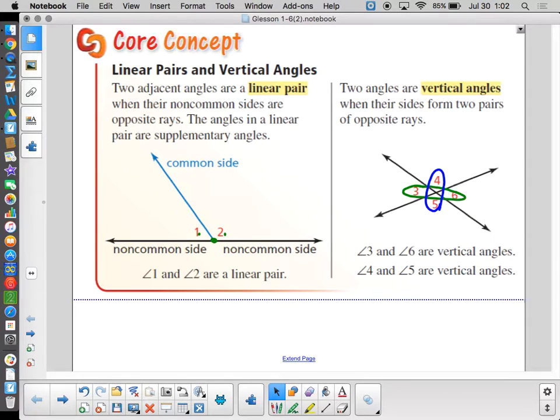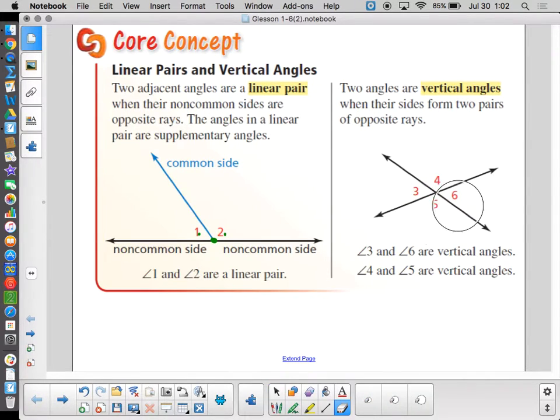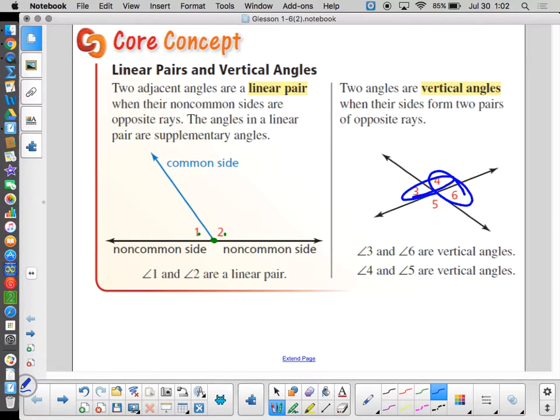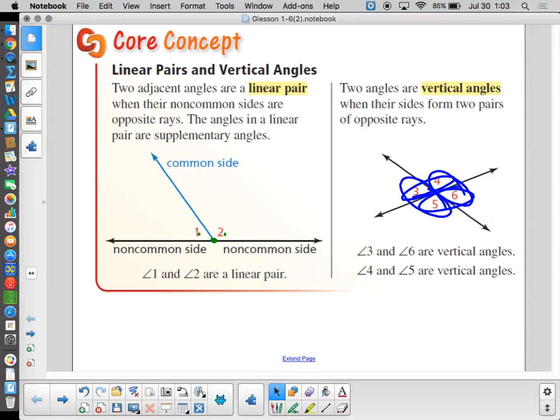Now, not only do I have vertical angles in this picture with 3, 4, 5, and 6, I also have several sets of linear pairs. For example, 3 and 4 are a linear pair. 4 and 6, 6 and 5, and 3 and 5 are all linear pairs. So when two lines intersect, I get a whole mess of linear pairs and vertical angles. Special things to deal with. So these are just some of the angle pairs we're going to be dealing with quite a bit. We'll deal with other angle pairs a lot more in Chapter 3.